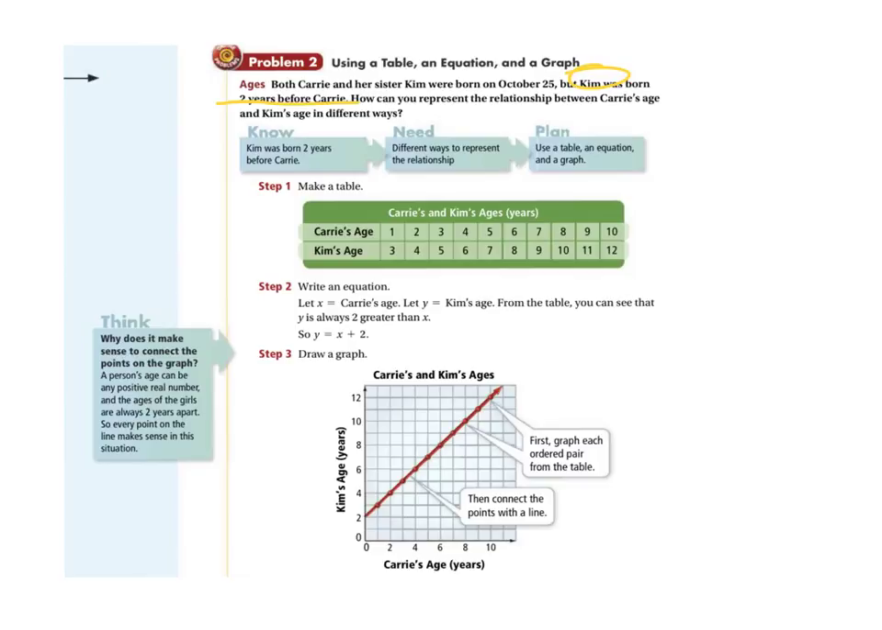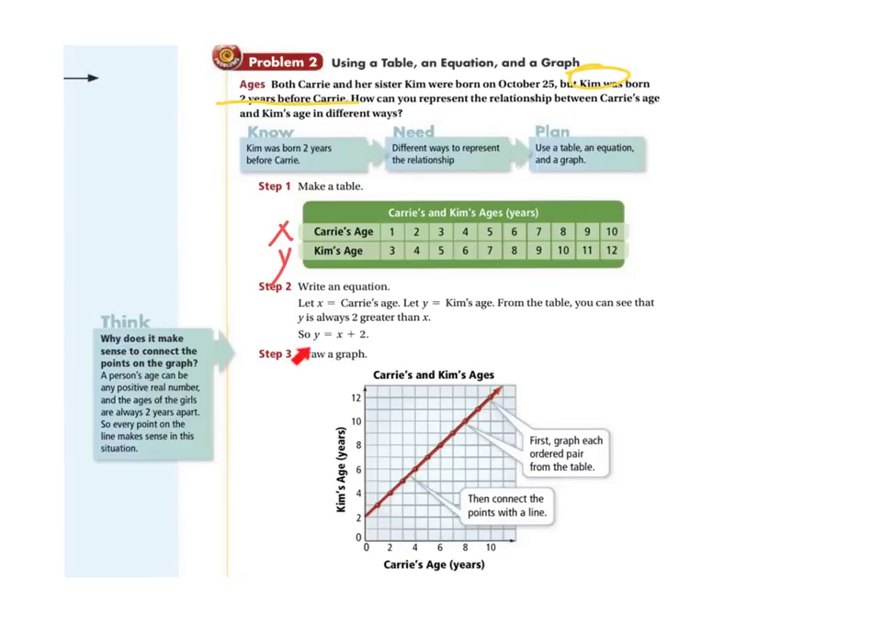Write an equation. Now, again, remember those let statements? We talked about this before. Let x equal Carrie's age. Let y equal Kim's age. From the table, can you see that y is always 2 greater than x? In other words, Kim's age, which is going to be y, I'm going to write that up here so we remember that. We're going to say y and x. There we go. But we can see that it's always 2 more.